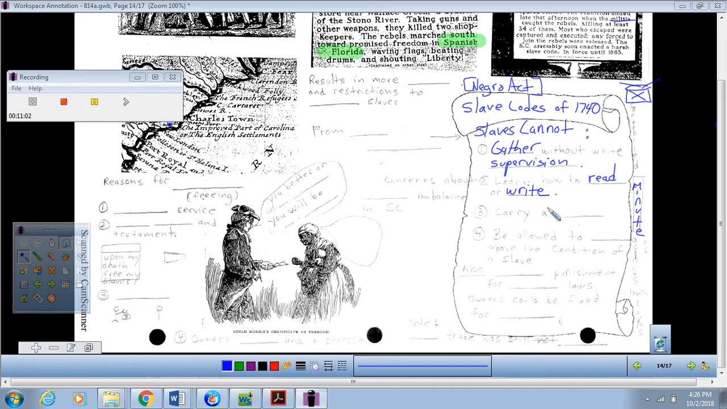The third slave code was slaves were prohibited from carrying a gun. The fourth was slaves were not allowed to dress above the condition of a slave. So it was sort of a way to identify the slaves as, okay, they're dressed in the standard slave attire of a standard cloth as opposed to being dressed more intricately. Now, as a result of the slave codes, there was also harsh punishment for the breaking of laws.